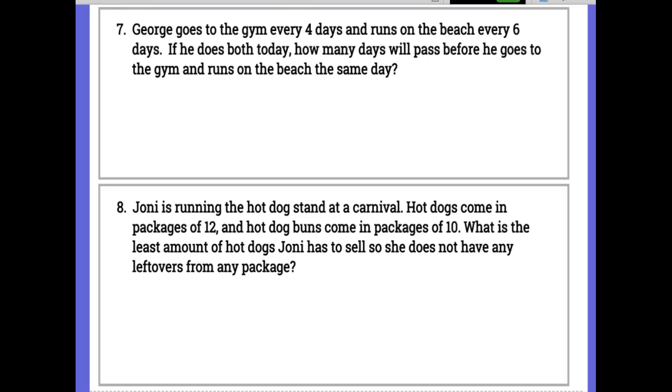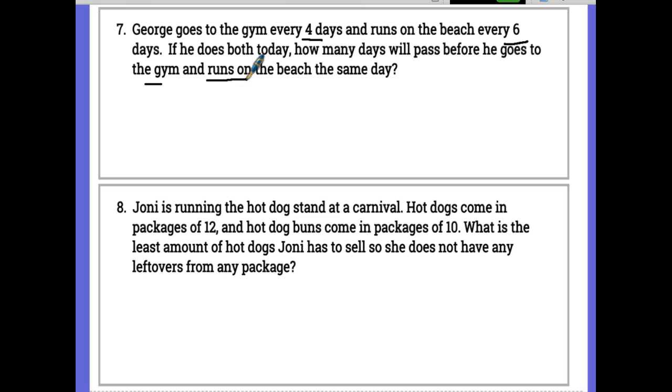You are not going to have to draw the problem-solving strategy because you're probably getting close to the end of the period right about now. So we're going to take a look at the word problem. George goes to the gym every 4 days and runs on the beach every 6 days. If he does both today, he's going to the gym and running on the beach. How many days will pass before he goes to the gym and runs on the beach again on the same day?